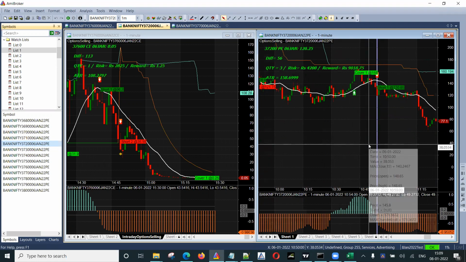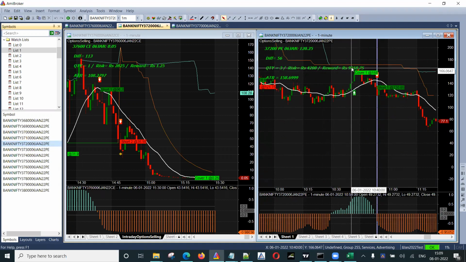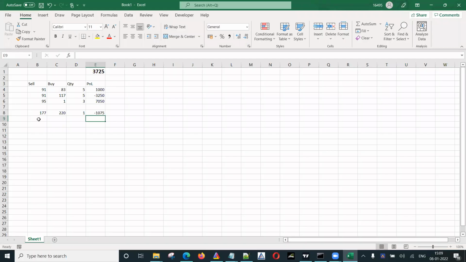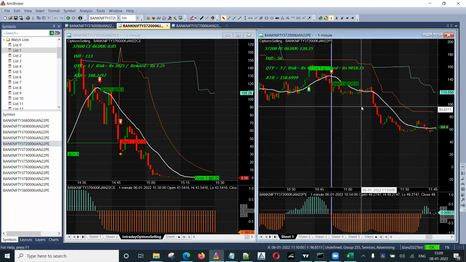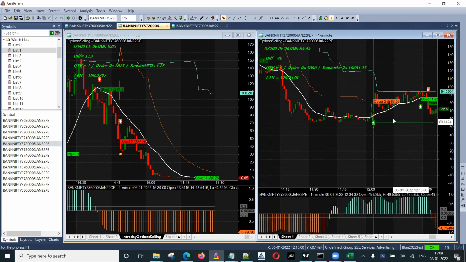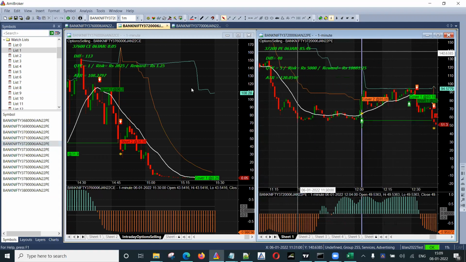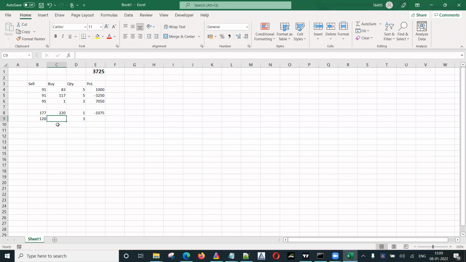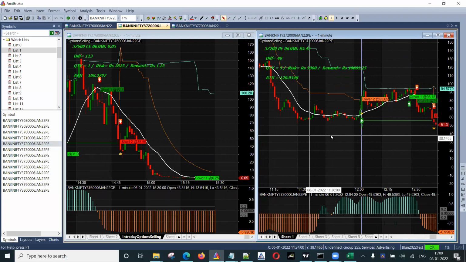Okay, let me check the other parameters. Risk reward is 2 times. The oscillator has gone into red. Quantity is 3. This is perfect. So let me short at 120, 3 quantity. Okay, let's see what happens. And I get a cover signal here at 85. So now my day's profit is 6,300.